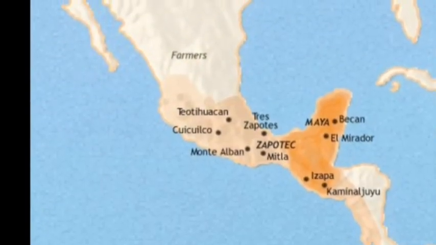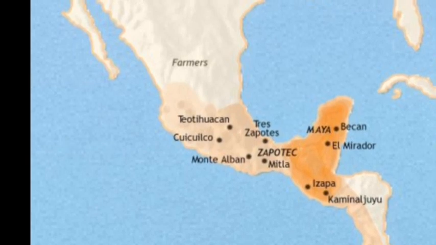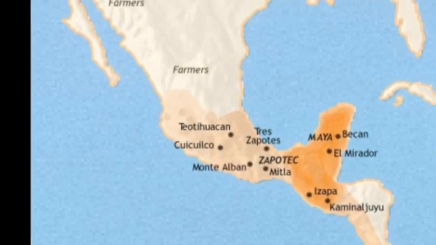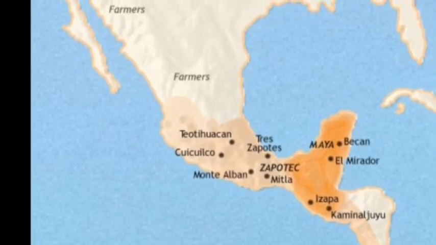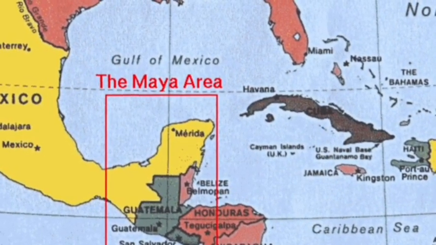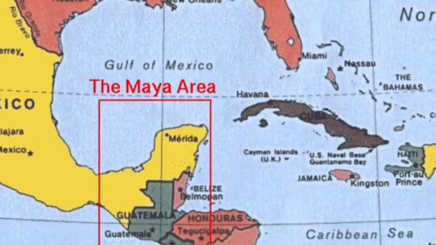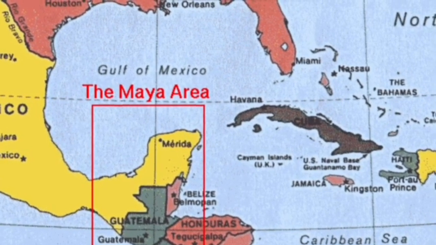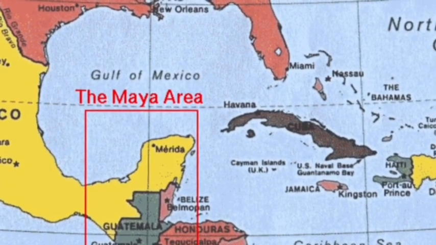The medieval Mayans had their homeland in modern Central America, as you can see from the map. The Mayan homelands included the modern countries of Nicaragua, Panama, Costa Rica, Guatemala, southern Mexico, and Belize.